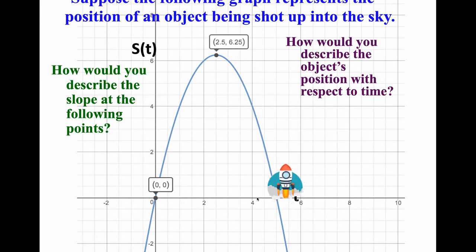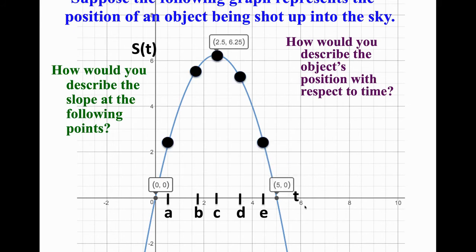How would you describe the slope at the following points? Look at A. Could we say that A is probably positive? B is probably positive. C is going to be horizontal, so that's 0. D is going to be negative, and E is going to be negative. What we're doing now is when we describe those slopes, we're talking about velocity. Remember, the velocity is the derivative of position, and the derivative is the slope of the tangent.